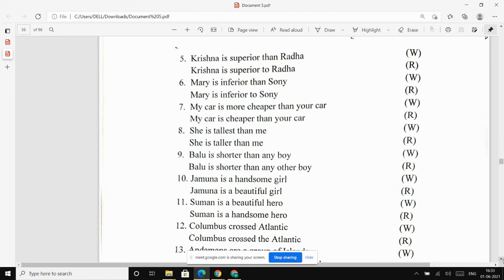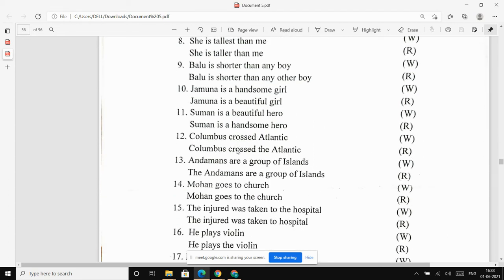Columbus crossed Atlantic. So Columbus crossed the Atlantic. Here the mistake lies with the article the. Though we write the article the, it acts as an adjective here, a demonstrative adjective.